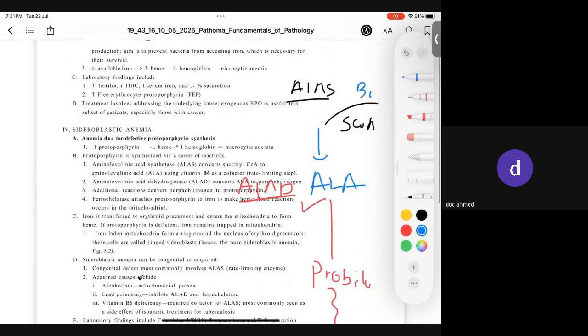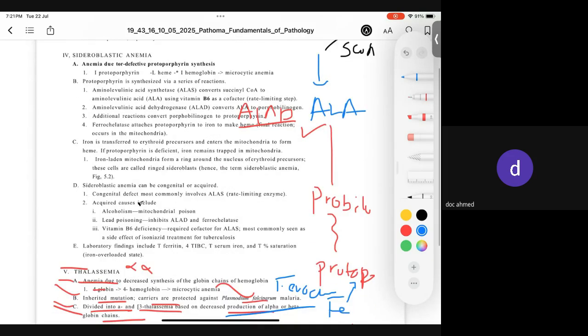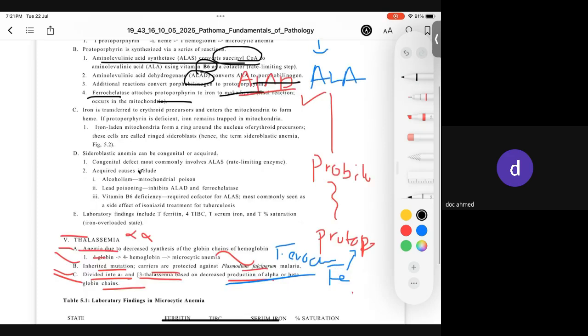So this is the normal pathway. ALAS takes B6 and succinyl coenzyme A and converts it into aminolevulinic acid. ALA dehydratase acts on it and converts it into porphobilinogen, then into protoporphyrin. Ferrochelatase takes iron and puts it into protoporphyrin. This is the normal pathway. You can see it here: ALA synthase, coenzyme A, B6, then ALAD on porphobilinogen, and then ferrochelatase attaches iron to that. That's simple, right?